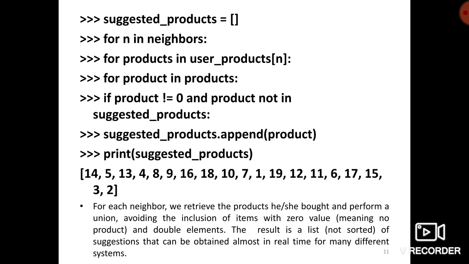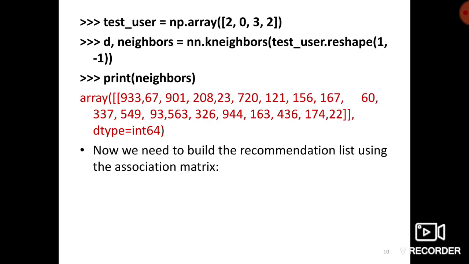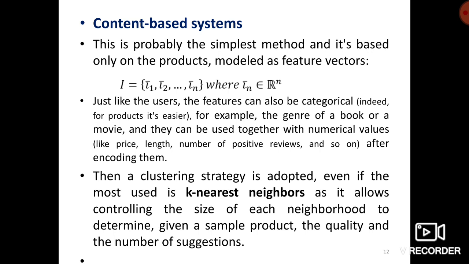Here we are writing, for each neighbor, we can retrieve the products he or she can buy, and perform the union, avoiding the inclusion of items with zero and double elements. The result is the list of suggested products, which can be obtained almost in real time for many different systems. Now if you observe the output, it prints the suggested products which are recommended to the list of neighbors. Whatever the list of neighbors we have, we want to suggest a list of products to those neighbors. Now the next thing is the content based system.